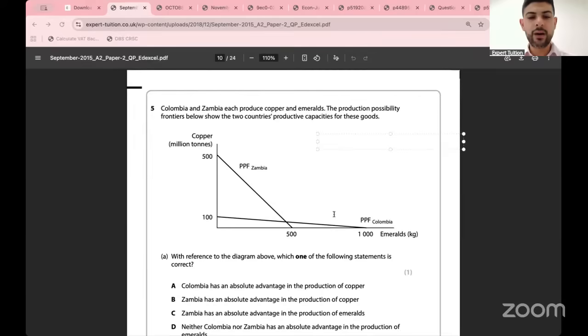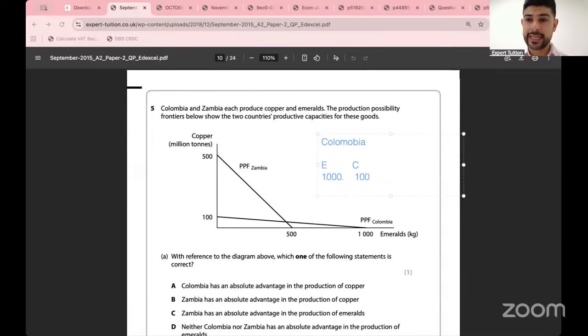So let's start with Colombia first. Hopefully you guys are able to see what I'm writing. Remember, I said we need emeralds on one side of the equation and copper on the other side. The first thing I say to myself is, if Colombia do nothing but make emeralds, how many emeralds can they make? Clearly they can make 1,000 kilograms. And how much copper do they give up when they do that? They give up 100 million tons. So just do 100.